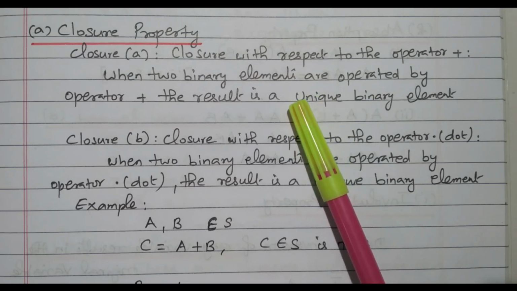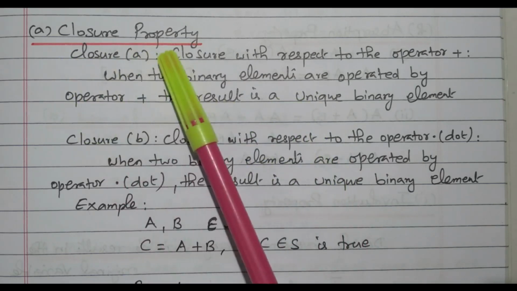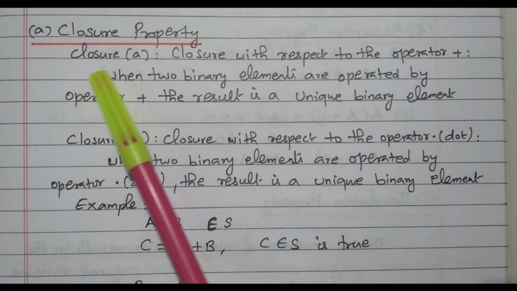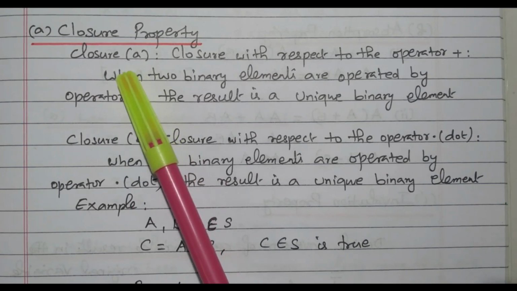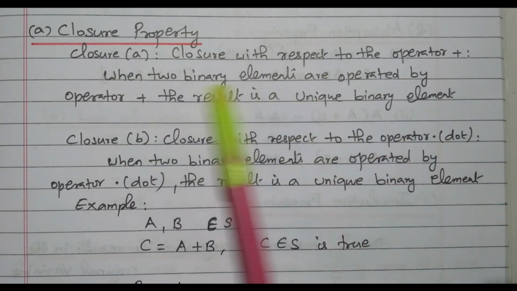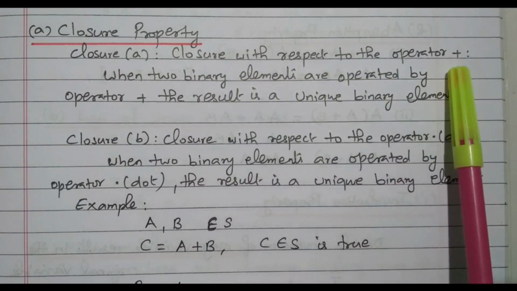Now we will go to the topic, the properties of Boolean Algebra. First is the closure property. First we will see closure A. In this Boolean Algebra we have plus and dot, addition and multiplication. First we will refer to the addition. So closure A is closure with respect to the operator plus.